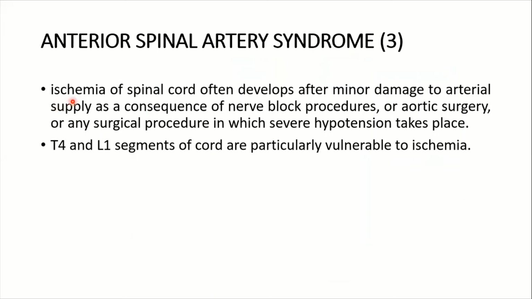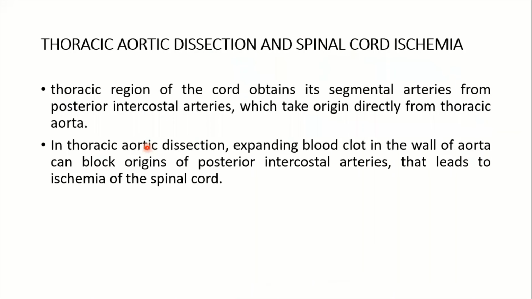Also, ischemia of the spinal cord often develops after minor damage to the arterial supply as a consequence of nerve block procedures, or aortic surgery, or any surgical procedure in which severe hypotension takes place. T4 and L1 segments of the cord are particularly vulnerable to ischemia. So then the next clinical is thoracic aortic dissection and spinal cord ischemia.